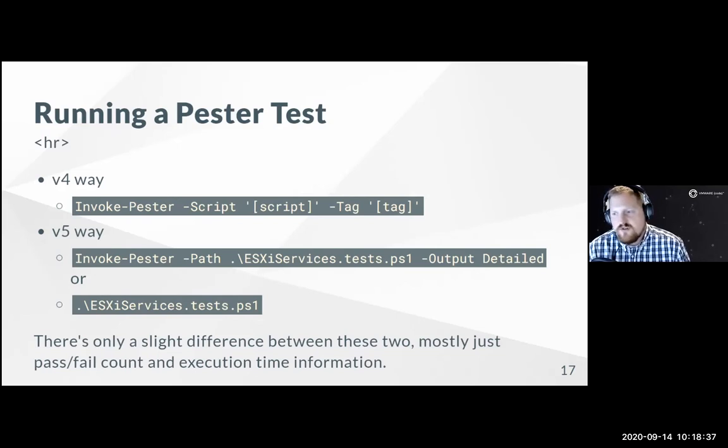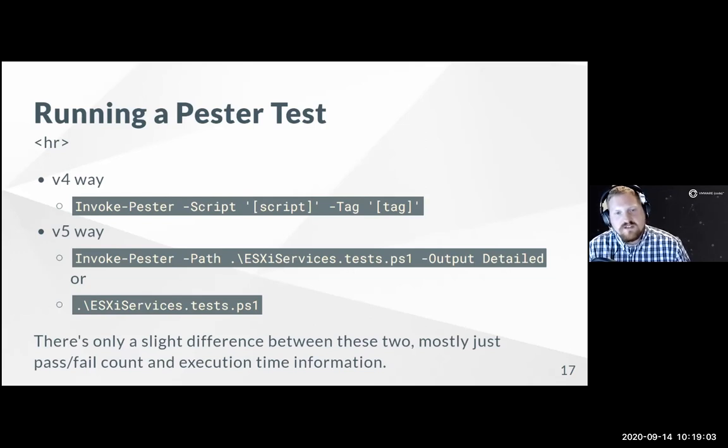The version 4 way, you'll see that it uses Invoke-Pester with the script parameter followed by the script and the tag. That way it will still work in 5.0, but you might get a message that'll say that it's been deprecated in favor of the example that I'm showing you below. It changed script to path, which makes sense, and it changed the output to detailed.